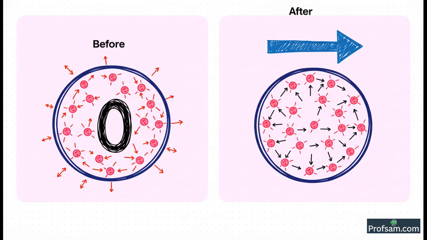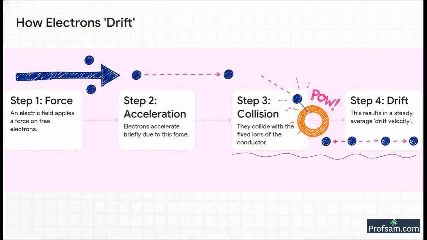Now, look at the right side. The moment we connect a battery, we create an electric field. This field acts like a gentle but persistent push on all the electrons, making them slowly drift in one direction. So how exactly do they drift? It's a four-step process. First, the electric field gives a little push, a force, to an electron. So naturally, it starts to accelerate.